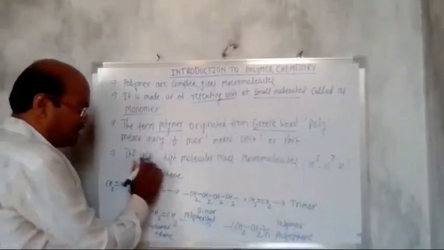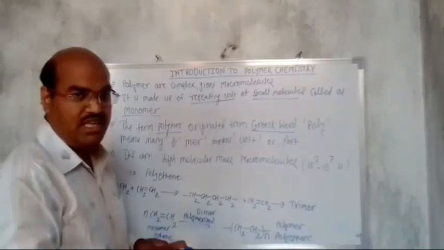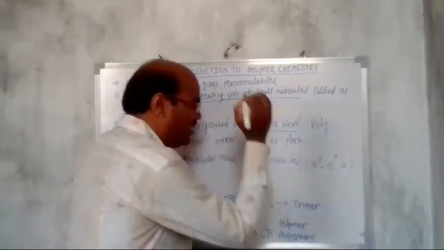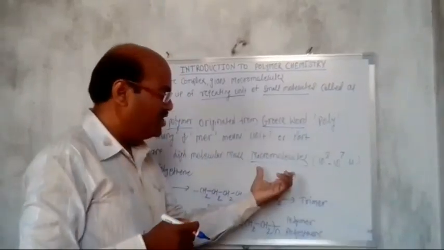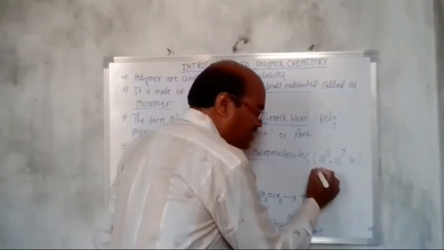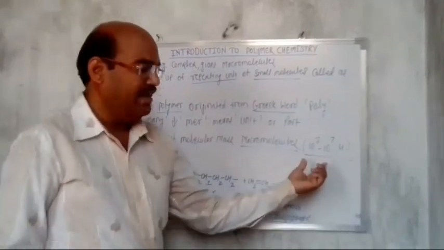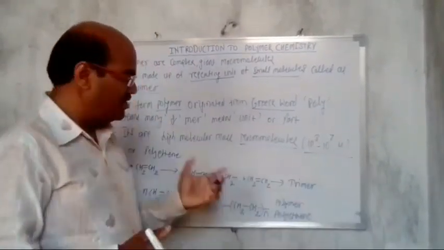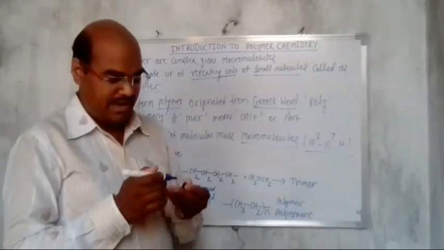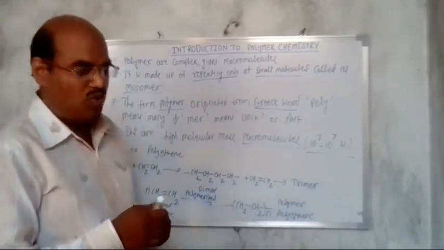So polymers are very high molecular mass macromolecules. Macro means big molecule, and its molecular mass is 10 raised to power 3 to 10 raised to power 7 unit. So this is a very huge molecule, hence it is also called a macromolecule.